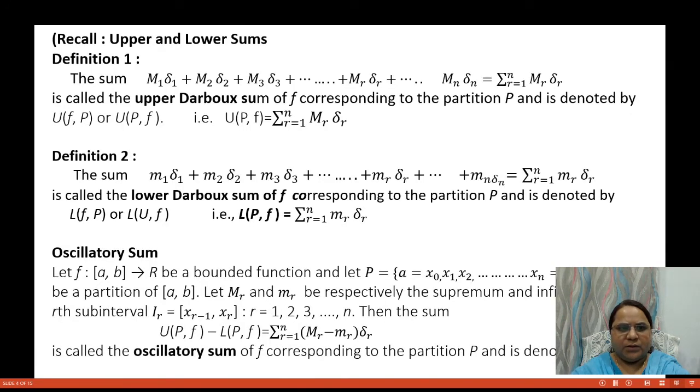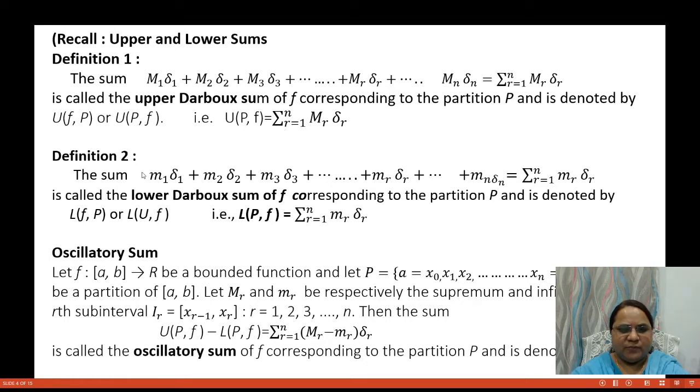Let us recall the previous session, that is upper and lower sums. What was the definition for upper and lower sums? The sum M1 delta 1 plus M2 delta 2 plus M3 delta 3 plus up to Mn delta n, which is equal to the summation r running from 1 to n of capital Mr delta r. This sum is nothing but your upper Darboux sum, which is denoted by U(P,f), equal to the summation r running from 1 to n of Mr delta r.